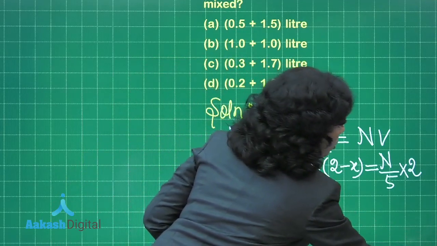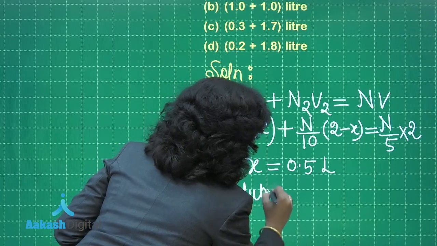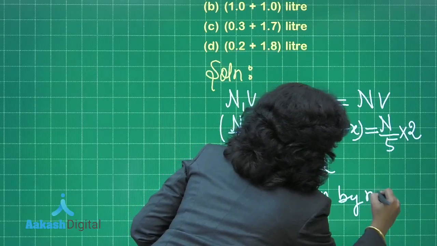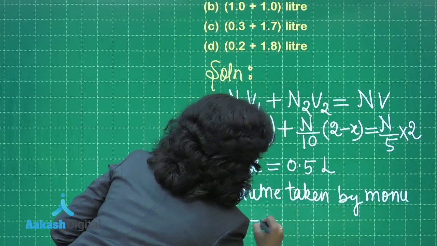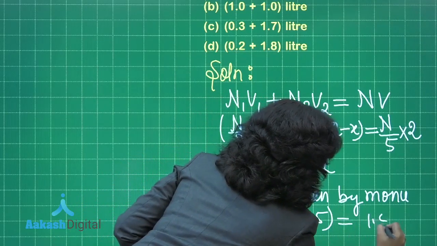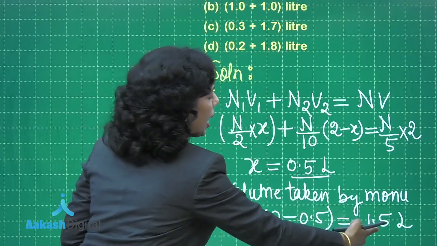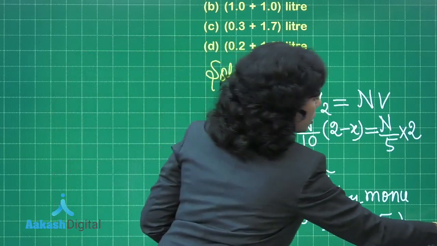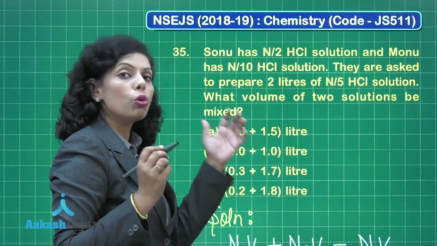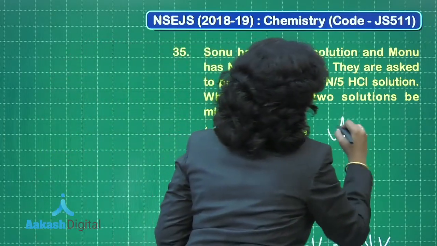And what about the volume taken by Monu? That is 2 minus 0.5, it is 1.5 liters. So, this was the volume taken by Sonu and this is the volume taken by Monu. On the basis of this, we can find the correct answer. The volume taken by both of them was given in option 1, so the correct answer is option A.